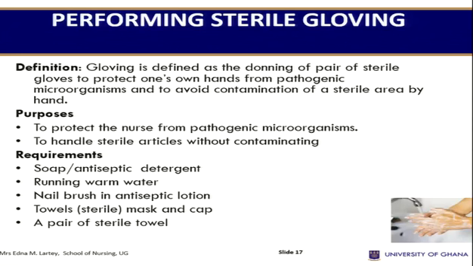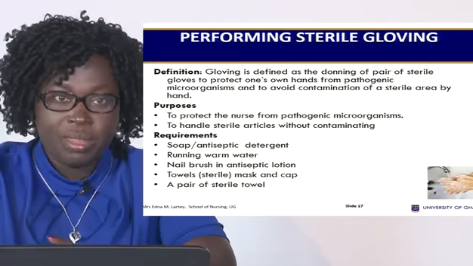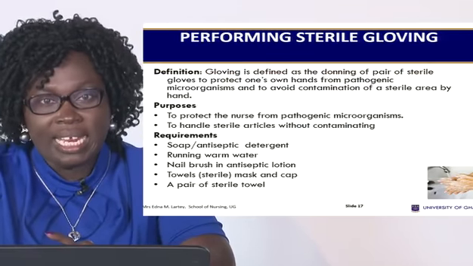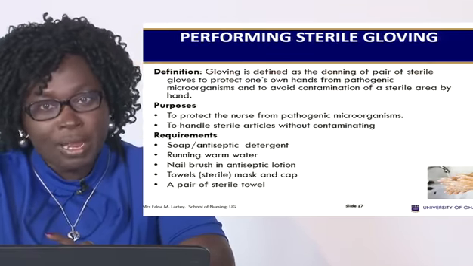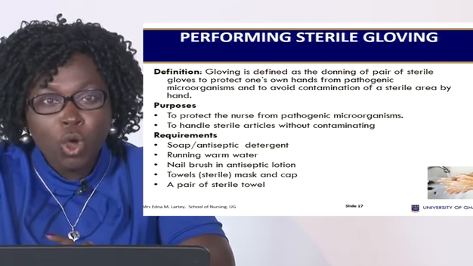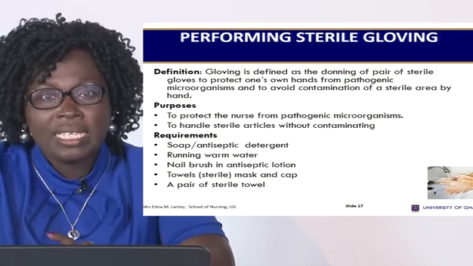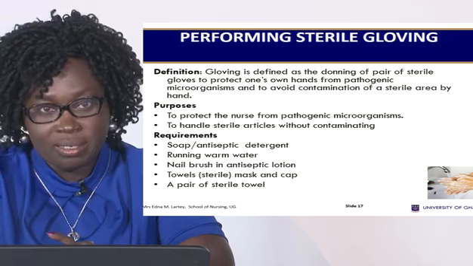Gloving is defined as the donning of a pair of sterile gloves to protect one's own hands from pathogenic microorganisms and to avoid contamination of a sterile area by hand. The purpose is to protect the nurse from pathogenic microorganisms and also to handle sterile articles without contaminating.